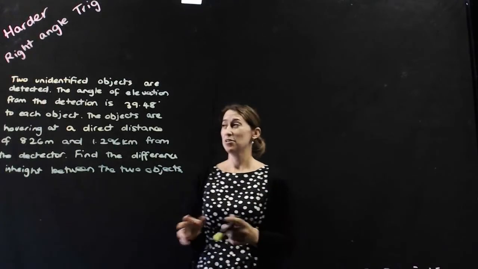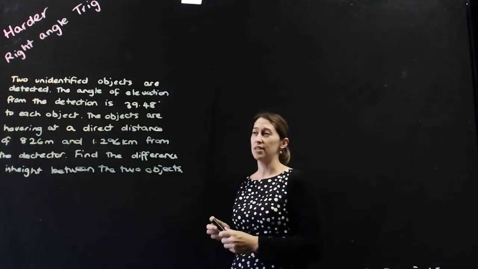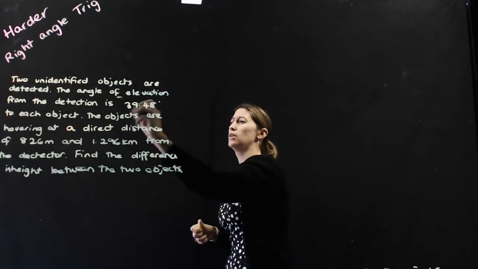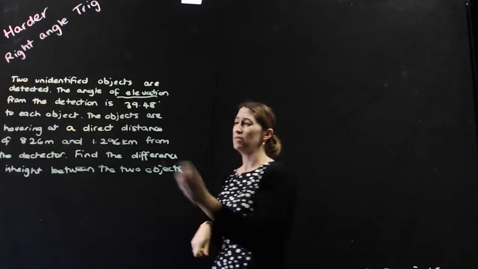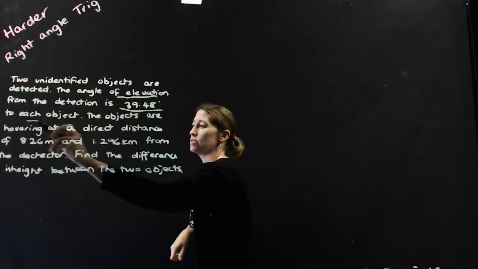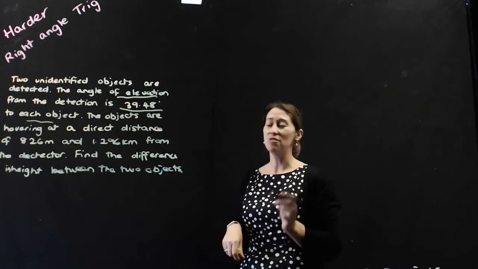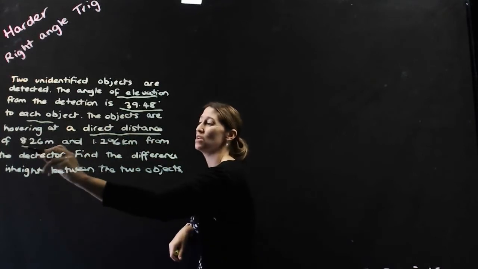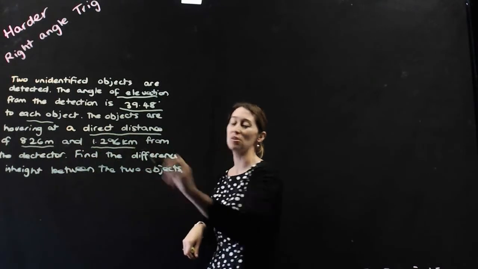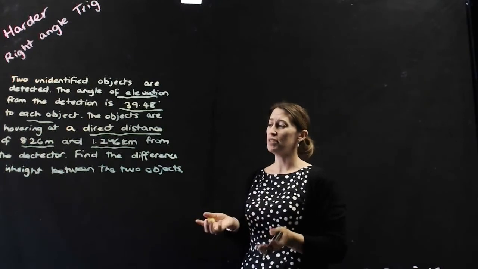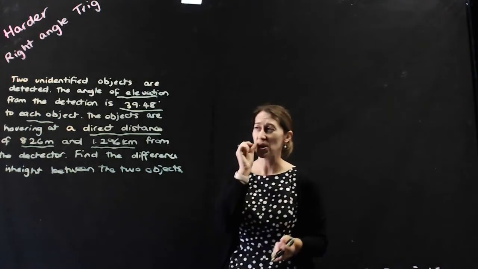And now on to our second problem. We have two unidentified objects being detected. The angle of elevation from the detector is 39.48 to each object, so that's important. The objects are hovering at a direct distance, the direct distance is important, of 826 meters and 1.296 kilometers from the detector. Find the difference in height between the two objects.